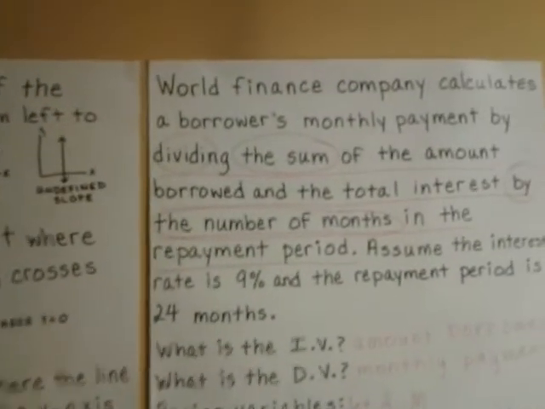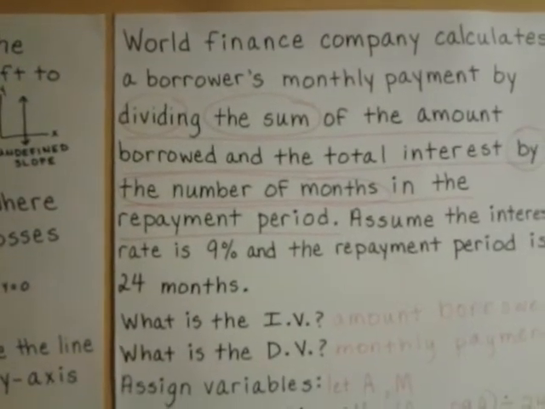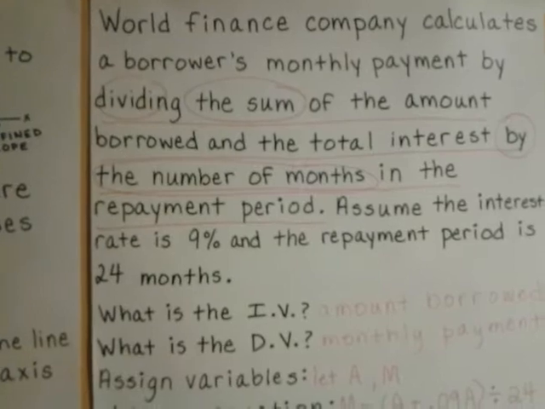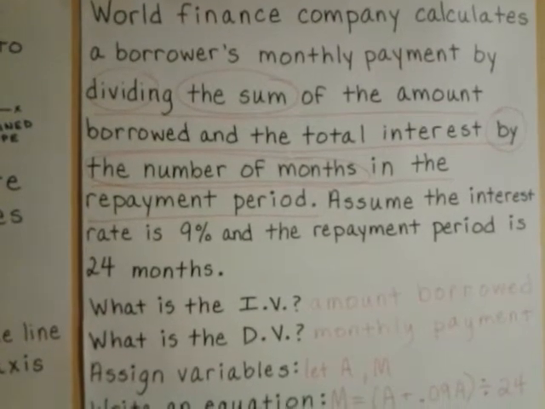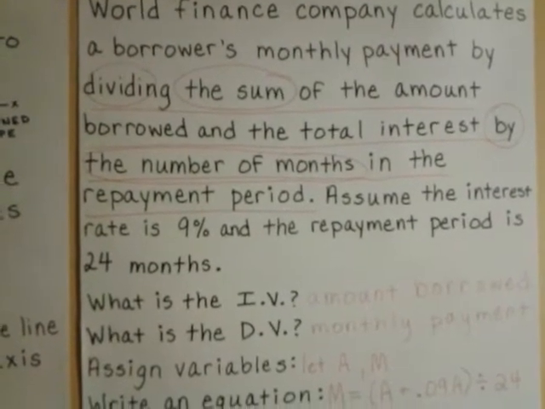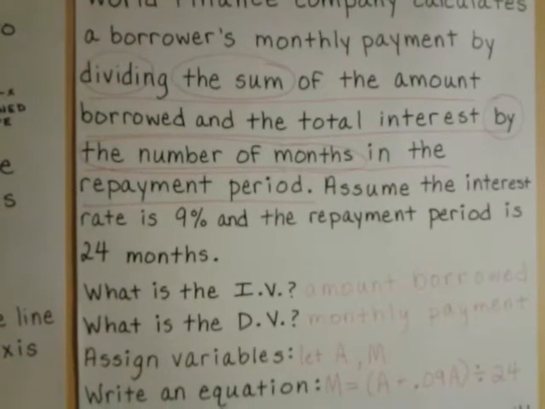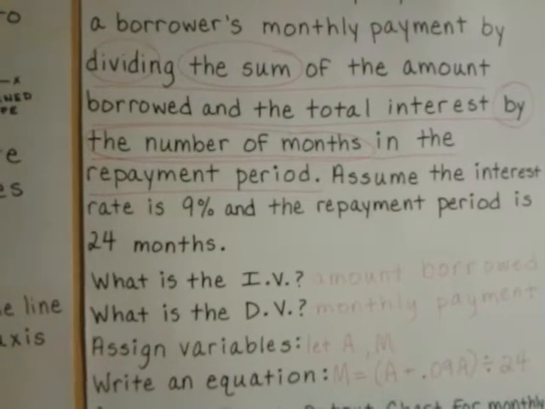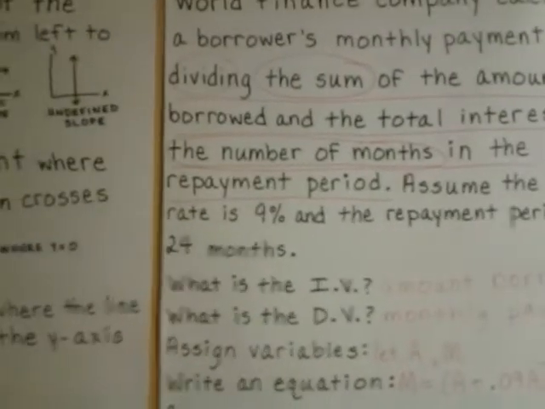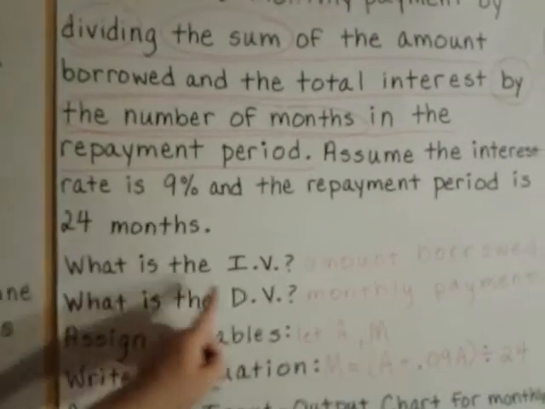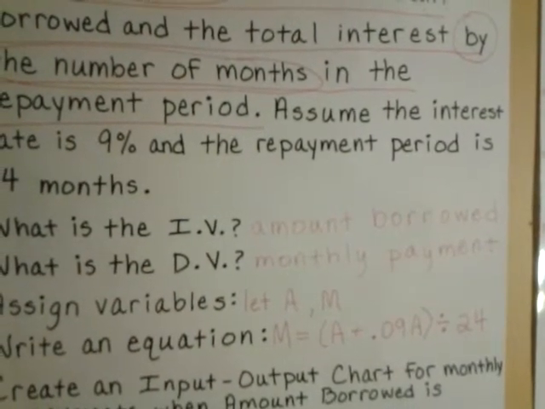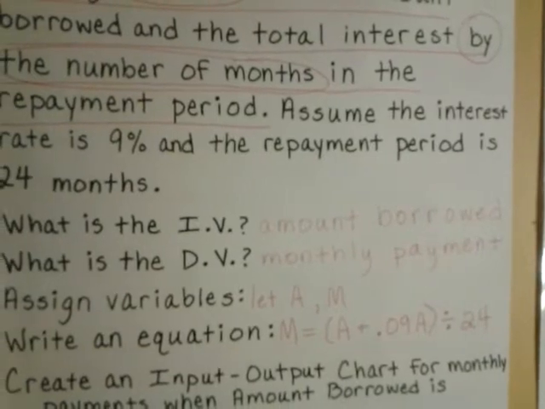World Finance Company calculates a borrower's monthly payment by dividing the sum of the amount borrowed and the total interest by the number of months in the repayment period. We'll assume the interest rate is 9% and the repayment period is 24 months. First, let's identify the independent and dependent variable. The independent variable is what is not changed by any other variable.